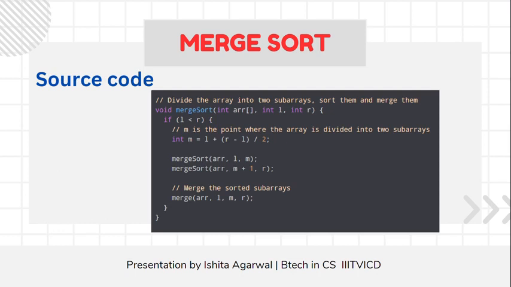So this is the source code. Here we are given an array and the left and rightmost part. This is performed until left is less than r. So we find the middle element and then we perform the same algorithm first on the leftmost part and then on the rightmost portion. And then after performing it, we merge the sorted subarrays using the merge function.